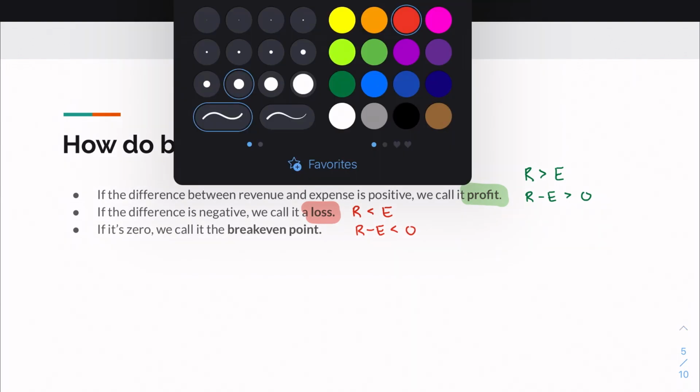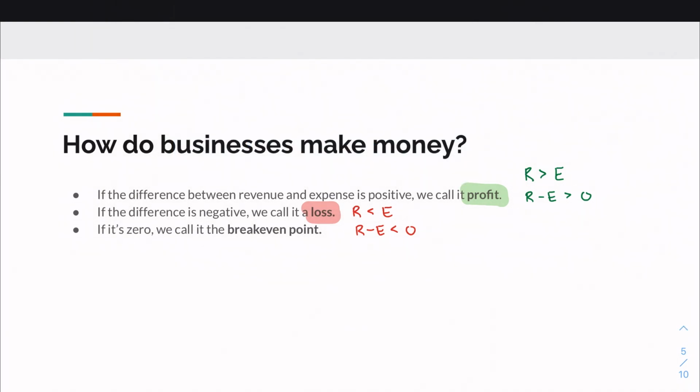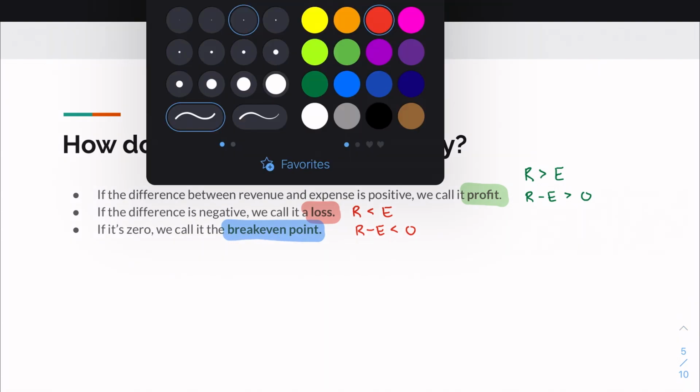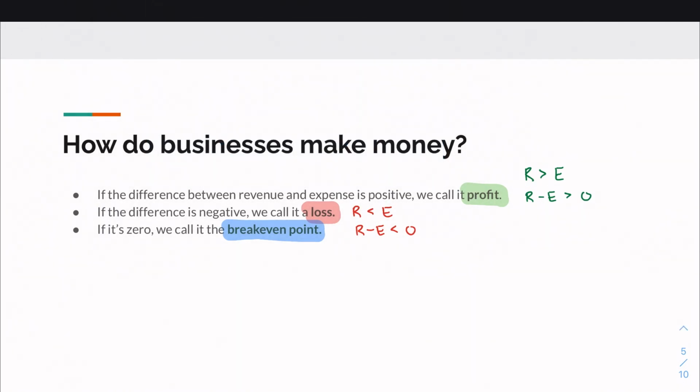If I zero out, if I try to find some kind of a neutral color here, if I zero out, my difference in my revenue minus my expense is exactly zero. We call this the break-even point. So revenue is equal to expense, and we would say that revenue minus expense is equal to zero.